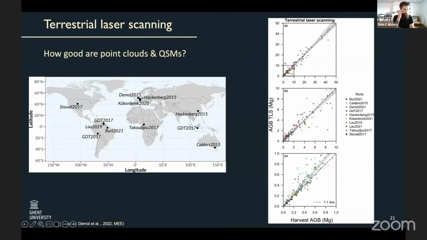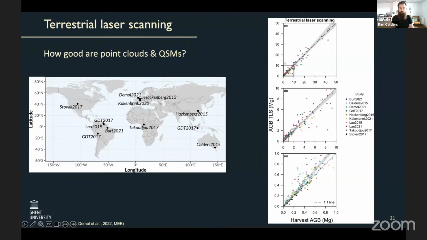After this work, we have continued doing this. The work that you saw before is this Calders 2015 data set in Australia. But we've been doing this in many places in the world with other colleagues, also in tropical forests. And here on the right, this is a summary where we have the harvested or reference biomass on the x-axis, and then estimates of TLS using the same approach as I explained before.